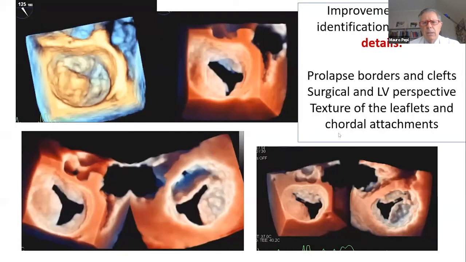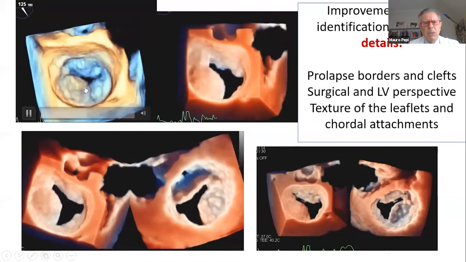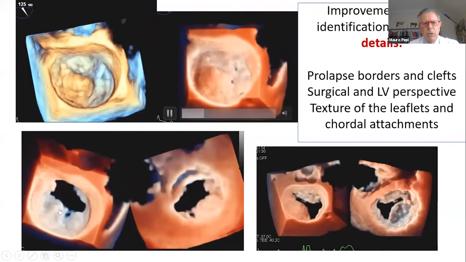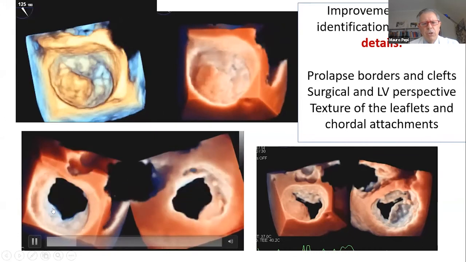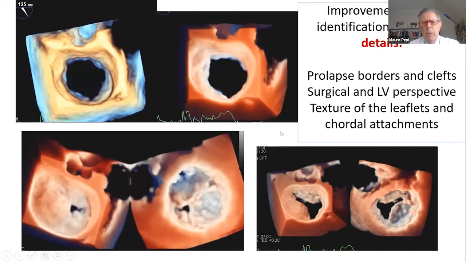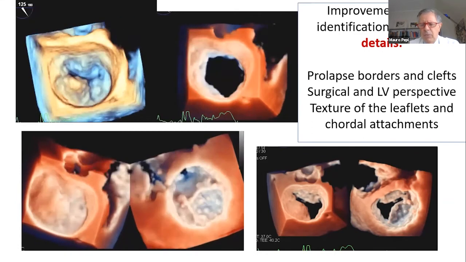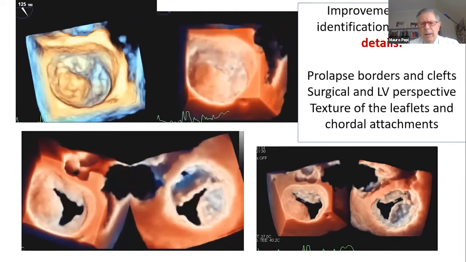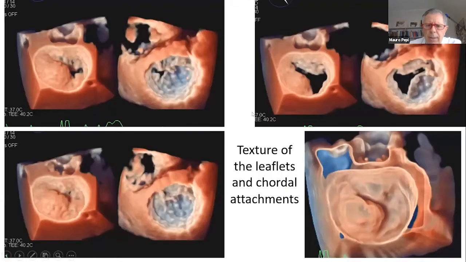This is another case showing this very large P2 with the transillumination and the images from both the surgical view and the LV view. And you may see very nicely this very large cleft between P2 and P3. As concerns the leaflet and cord attachment, you may also see the anatomy of the attachment of the cord. And Franco showed us very nicely how important the chordae are for the function of the mitral valve.